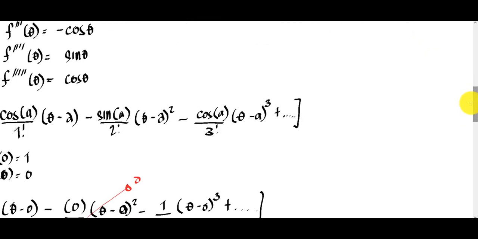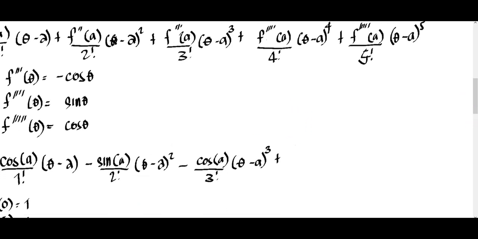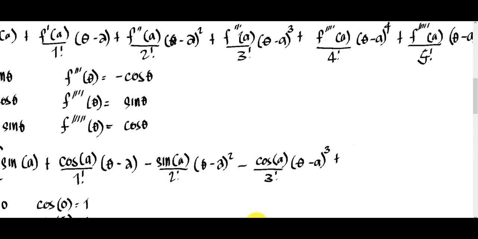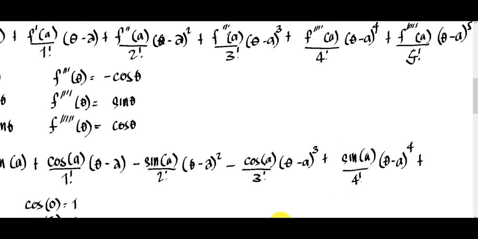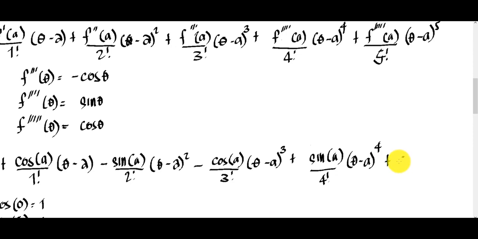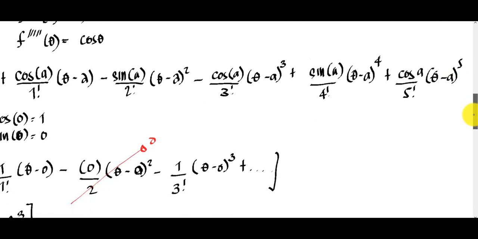From here, I'm going to change this one to that one, so I'm going to include the values here. This is 3, so we have the cosine of a over 3 factorial. Then we go to the fourth derivative, so we have the function of a for the fourth derivative, so it will be sine of a divided by the fourth factorial times your theta minus the value of a raised to 4. And we have here for the fifth derivative cosine of a divided by the fifth factorial times your theta minus the value of a raised to fifth. Okay, so I'm going to include this one also here.